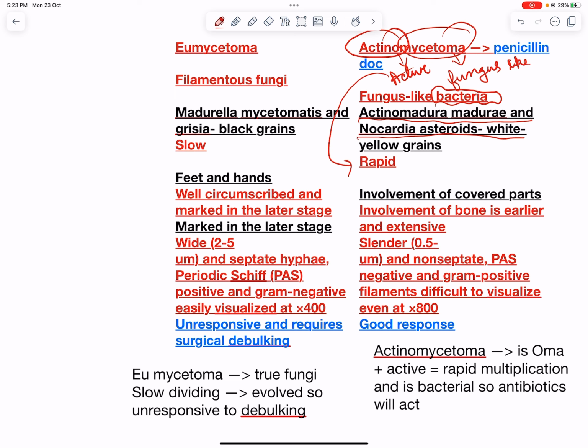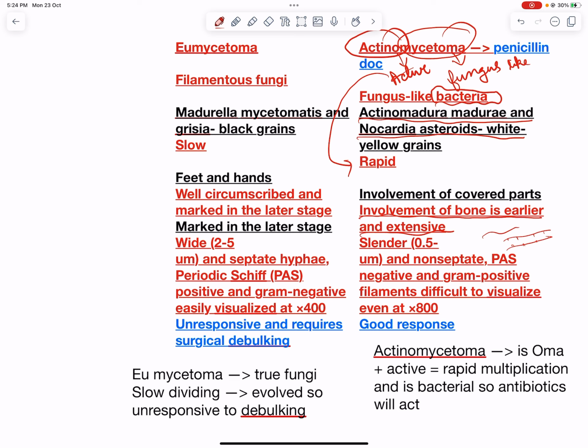Moreover, since they are actively multiplying and actively invading, they invade the bone earlier and extensively. They are slender and non-septate, because they are early in the evolution. So they would be non-septate, there will not be septation. And since they are earlier in evolution, they are PAS negative; they cannot pass the exams because they are old. Like old people just cannot learn the modern computers and all. Likewise, old actinomycetoma cannot pass.